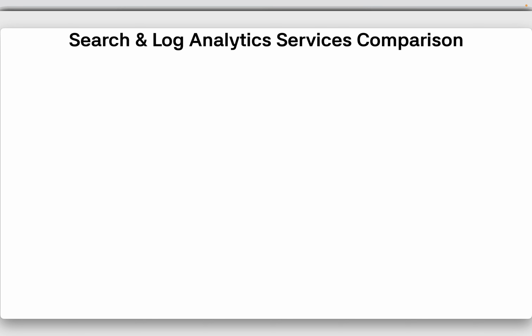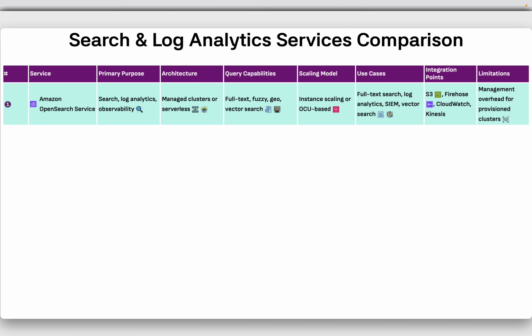Next, search and log analytics services comparison. So Amazon OpenSearch Service. So it's similar to Elasticsearch, but there is a fork and they call it OpenSearch. Primary purpose: search, log analytics and observability. Architecture: there are managed clusters or serverless. So both options are there.